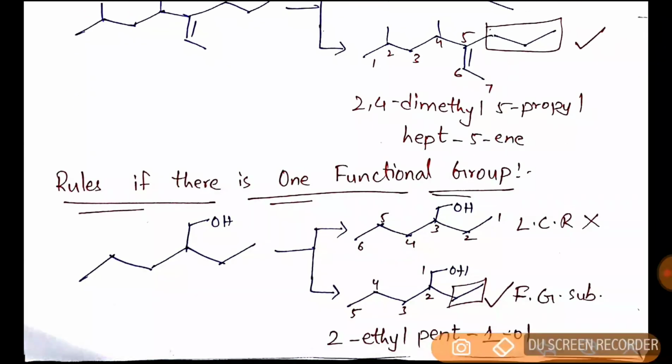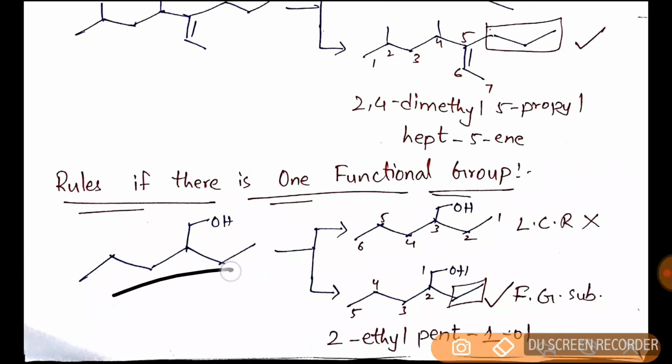Now the rules if there is one functional group. So if there is a functional group, it is very simple, guys. The numbering should be given according to that functional group only. No LCR, no SR, that is substituent rule, nothing should be followed over here. Only this substituent, that is functional group substituent, should be given more preference.